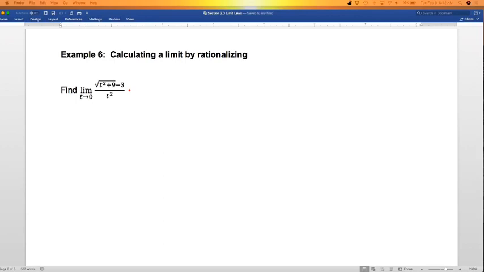I'm going to multiply this by the limit as t approaches 0 of 1. Okay? Now, first of all, the reason I know I can do that is because the limit as t approaches 0 of 1 is 1, because the limit of any constant function is that constant value. That's law number 7.